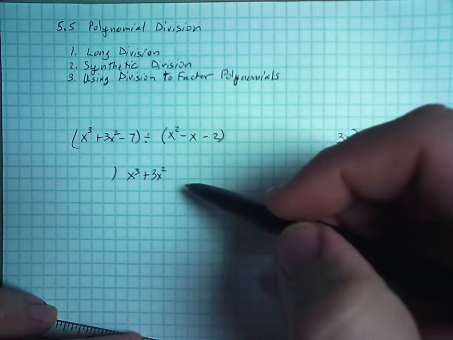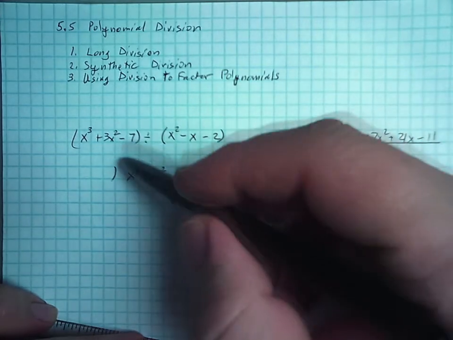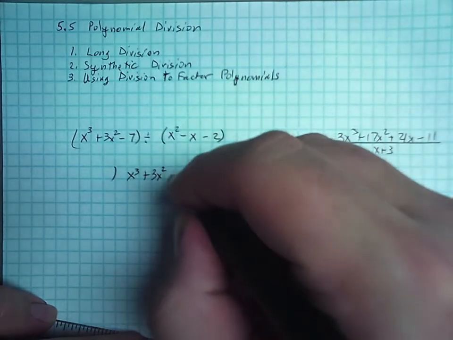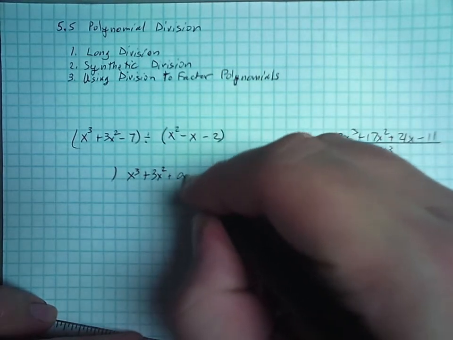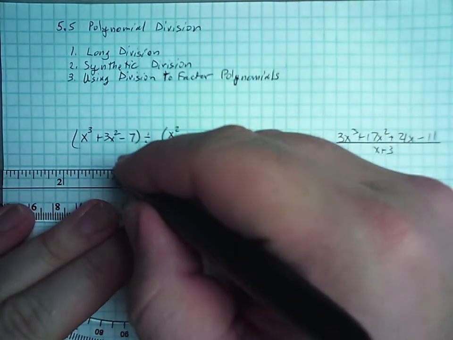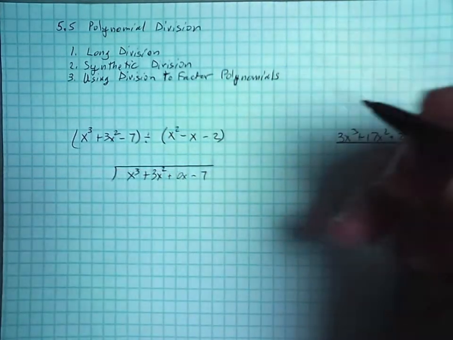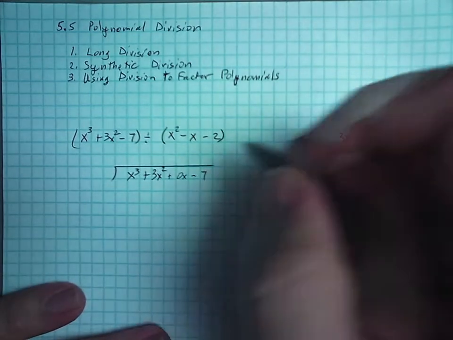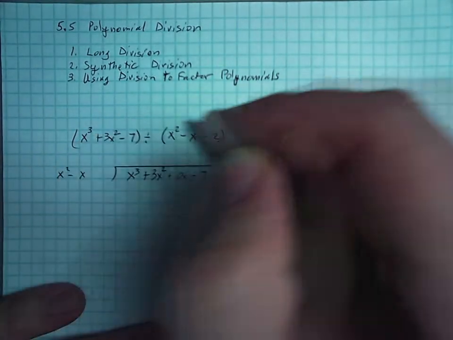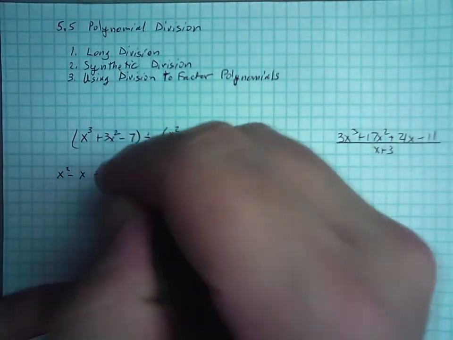Normally you could just put minus 7 here. Typically speaking, though, you want to watch out for missing terms in polynomials. In this case, the x term is missing, so I'm going to put 0x in that spot. It's not really necessary, but it's a good habit. It makes things simpler a little later to keep everything nice and tidy. On the outside, then, the divisor, x squared minus x minus 2.